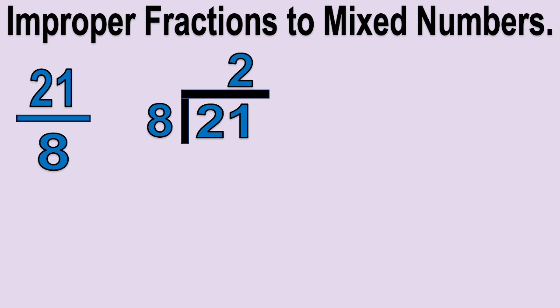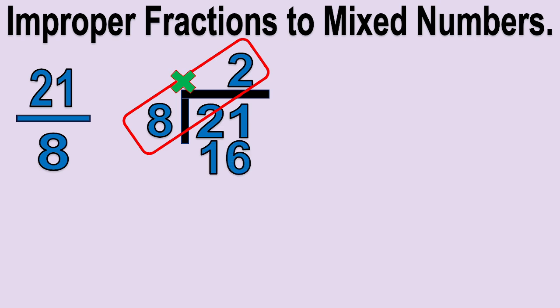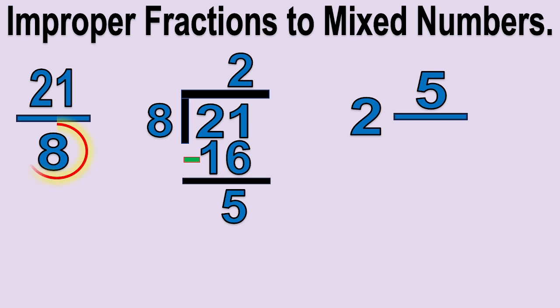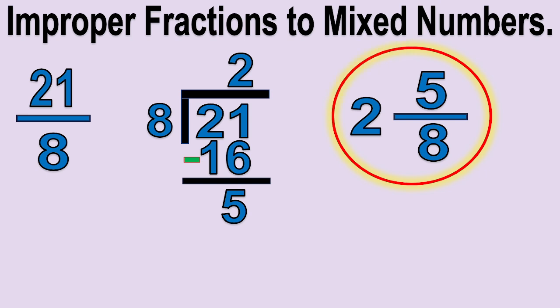Multiply the answer and the divisor. 8 times 2 equals 16. Subtract. 21 minus 16 equals 5. Now, the quotient 2 will be our whole number, and the remainder 5 will be our numerator. And copy the denominator 8 here. So 8 will be our denominator. So the answer is 2 and 5/8.